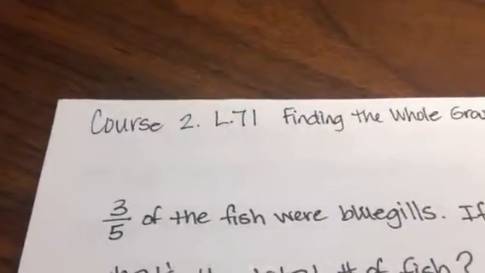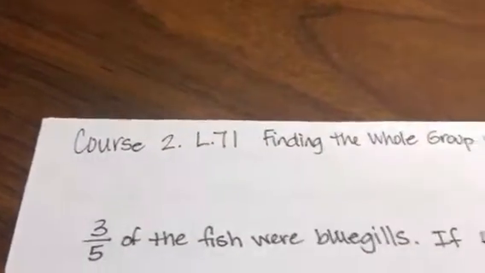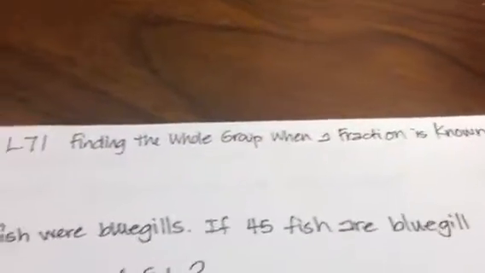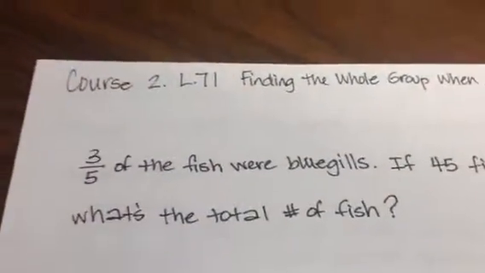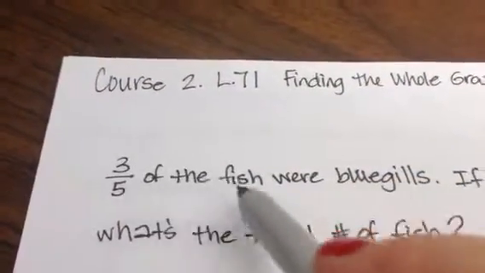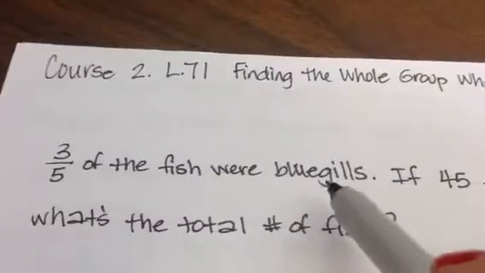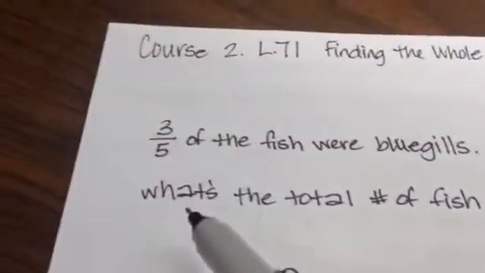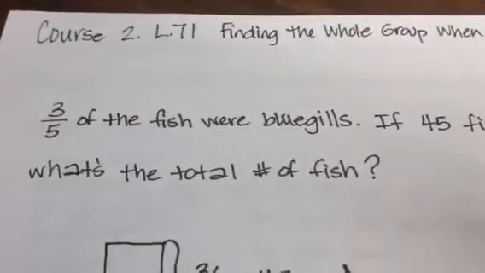All right, Course 2 people, this is Course 2, Lesson 71, finding the whole group when only a fraction is known. Oh, we can't do that. Oh, we're going to learn how. So here's one question. 3/5 of the fish were bluegills. If 45 fish are bluegills, then what's the total number of fish in this little pond?